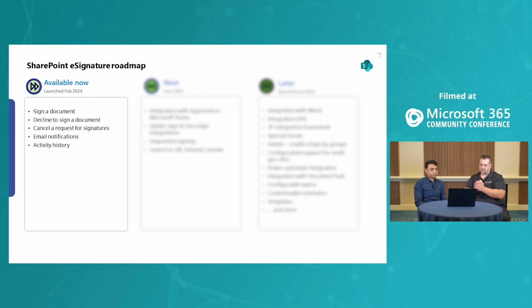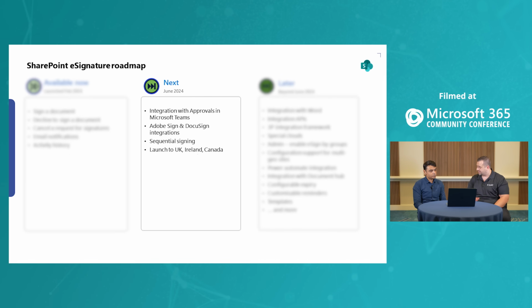Okay, so let's see the roadmap. Available now, since February 2024: signing a document, declining to sign it, canceling a request, email notifications, and activity. Then coming in June, in a month from now, the timer has started: integration with approvals in Teams, that's exciting, and Adobe Sign and DocuSign integrations, which you showed us. And we're going to get it in the UK, Ireland, and the best country in the world, Canada. I'm a tiny bit biased, okay?